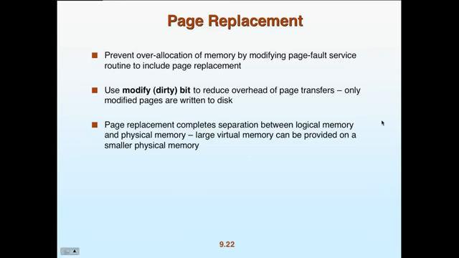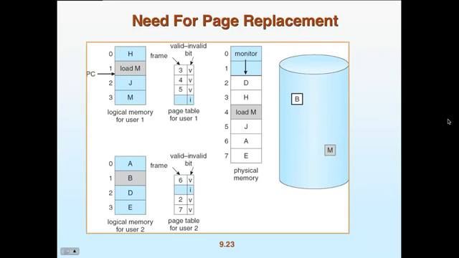So page replacement completes separation between the logical memory and the physical memory. Large virtual memory can be provided on a smaller physical memory. So when we introduce page replacement to the concept, we don't even need as much physical memory anymore. So we can get systems that have a very small physical memory, for which we're using page replacement algorithms that are very fast. And then all of a sudden, we can essentially have a system that runs a lot quicker than given a lot more memory.